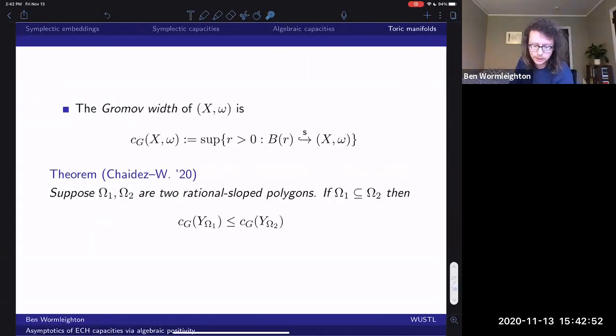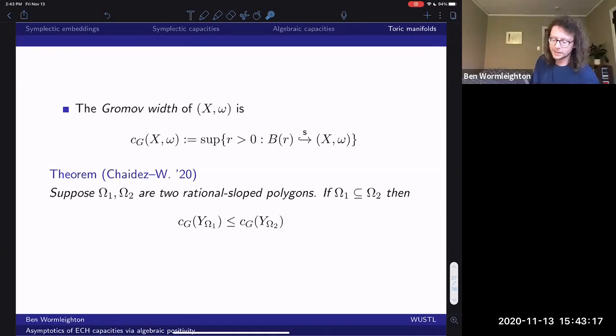Okay. So as a particular case of this, we obtained some special results on the Gromov width. Recall the Gromov width, once again, is essentially the radius of the biggest ball that you can symplectically embed into X. And the theorem of Julian and I is that this is monotone under inclusion of moment polytopes.